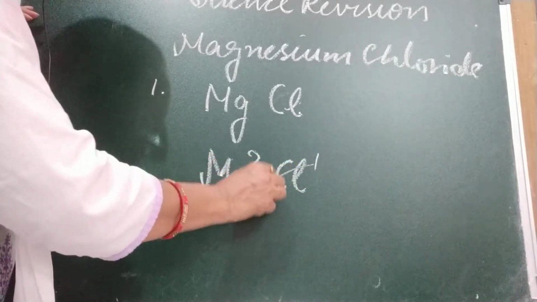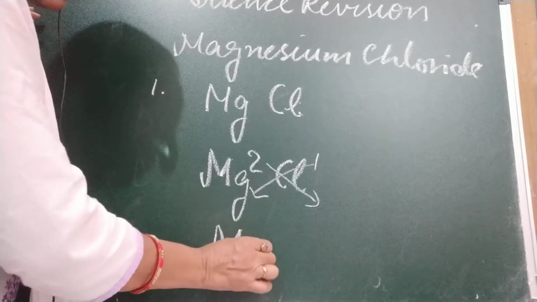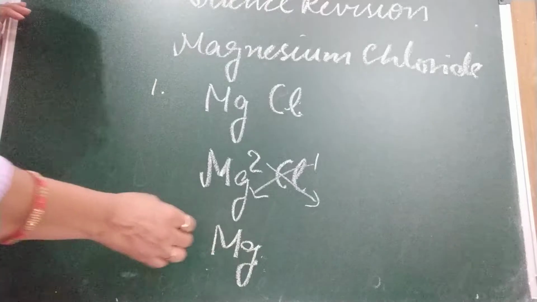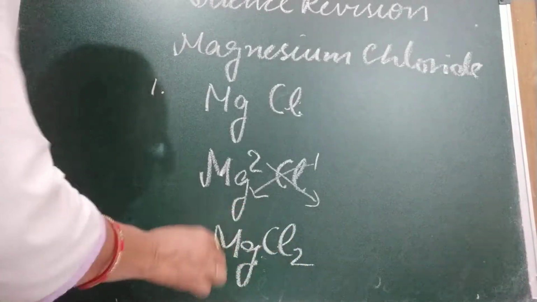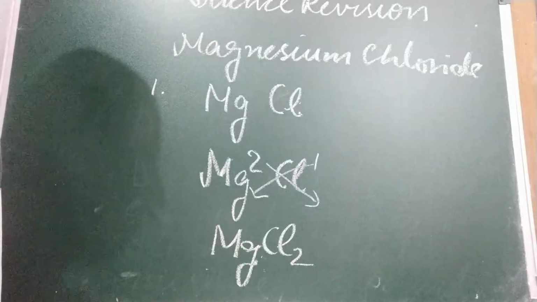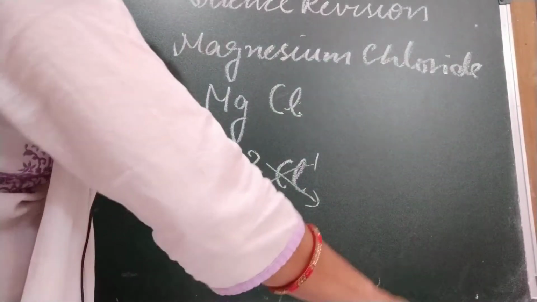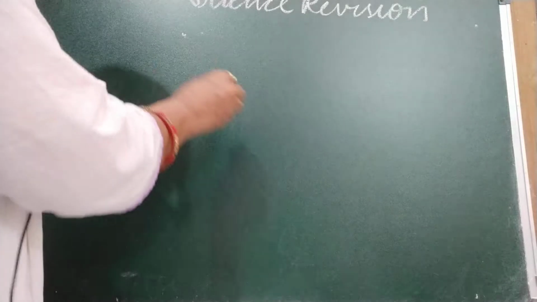Next step, we are going to cross it. 1 will come here, as we do not write 1 because Mg itself showing it is 1. And Cl2. So this is the formula of magnesium chloride. How to balance the equation? Next is how to balance the equation.